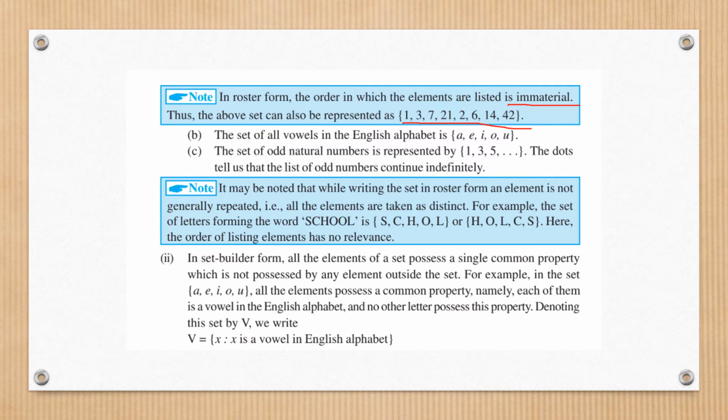The set of all vowels in the English alphabet is A, E, I, O, U. This is also listing in roster form. And the set of odd natural numbers is represented by 1, 3, 5, and there are 3 dots. Now the dots mean that it continues, right? Because this is an infinite set and so many elements are there, because infinite odd natural numbers are there, and you have to put 3 dots.